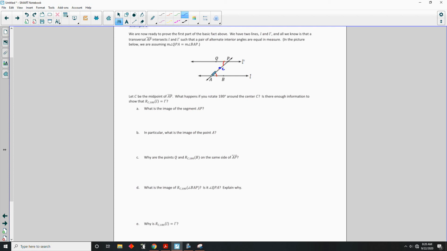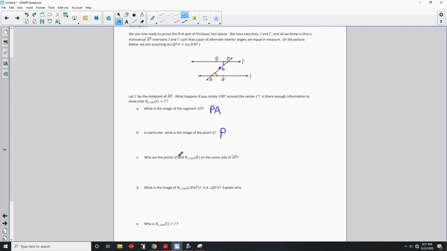So therefore, if I rotate a point A 180 degrees about C from line AP, I would end up at P. So what is the image of the segment AP? It is the segment PA. In particular, what is the image of point A? So if I take this point A that is on AP and rotate it 180 degrees, and actually I went the wrong way, that's clockwise. Rotations are counterclockwise. So rotating this 180 degrees would go this way to P, so the point A would become P. So the image of A is P.